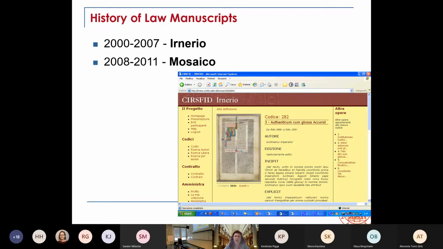We have about 289 codices and 160,000 images of manuscripts of the law that was the foundation and the ground of the University of Bologna, the oldest one in the Western world.